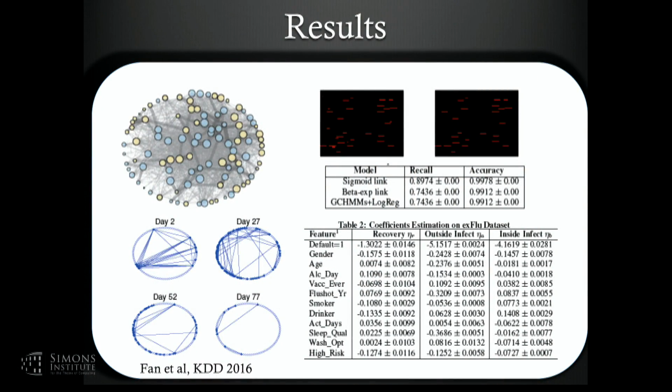And these are the results that we got. Now we have ground truth and we can compute precision and recall and see that we're doing a pretty good job of predicting who's sick and who's not sick. And we can also see that sleep quality and alcohol use are playing into people having a longer recovery time and being more likely to be infected. And these are just pictures of the graph and the graph over time. As you can see, it's really sparse.